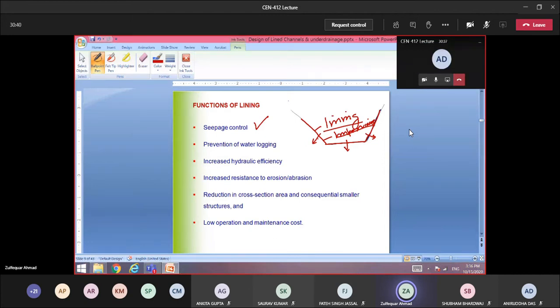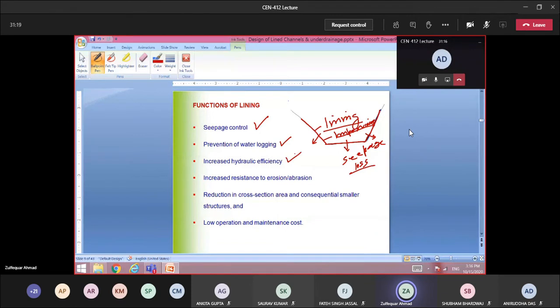In general, in those cases where water is very costly, I mean very important, and we have to control the losses, in that case the lining is a must. Like Haryana, in almost all the canals they are going from unlined canal to lined canal. They are doing a lot of lining. Next, prevention of waterlogging, because once you can minimize the seepage loss, the waterlogging problem will reduce.